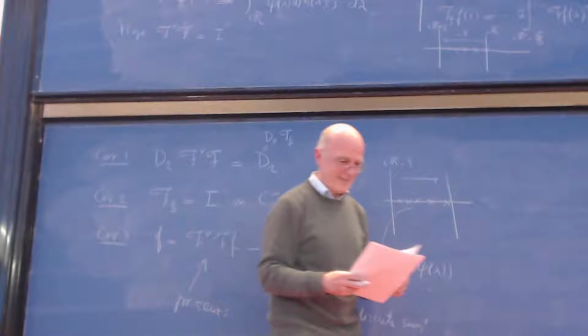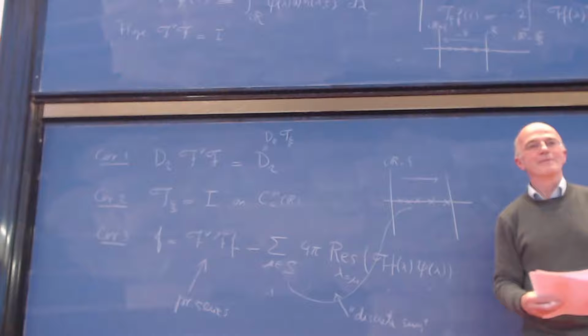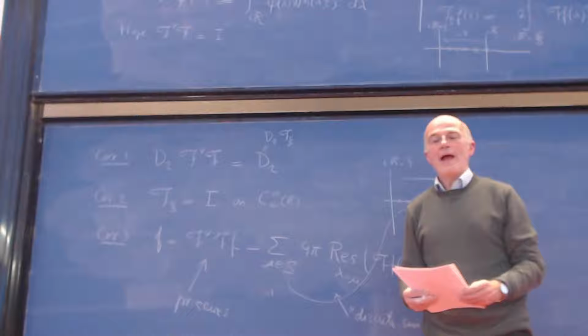We have questions. So you define a Fourier transform on the smooth, compactly supported functions. Right. But could you also do it on a space of Schwartz functions? Absolutely, this can be done.